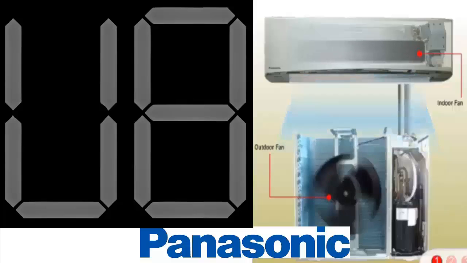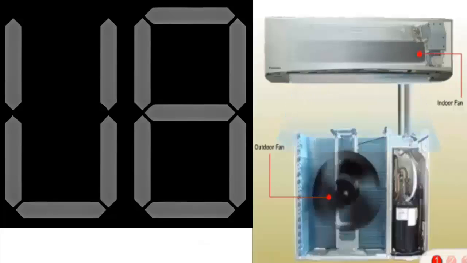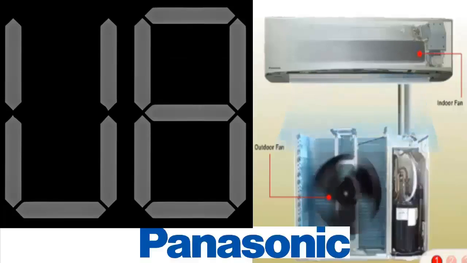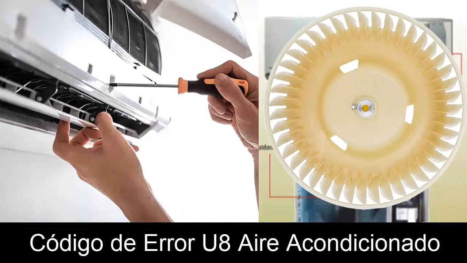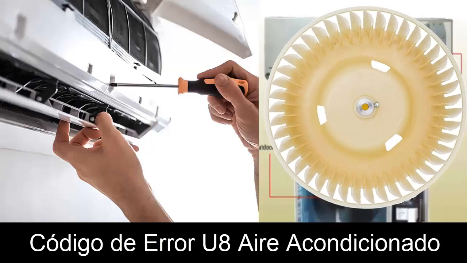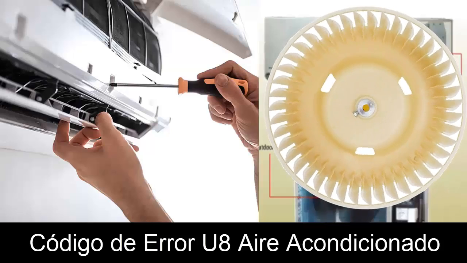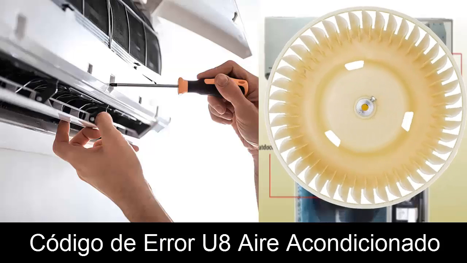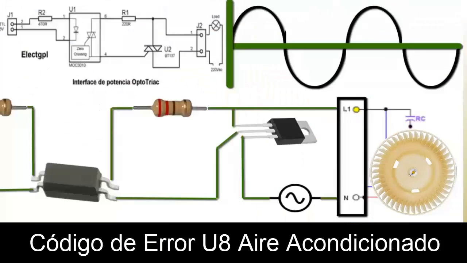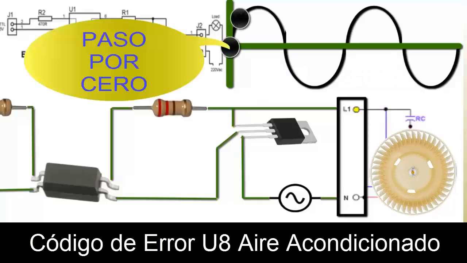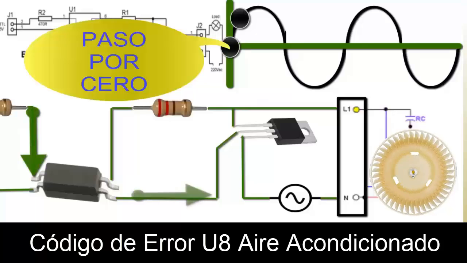Let's start by saying that the most common meaning for the U8 error code is related to issues with the activation of the fan motor located in the indoor unit or within the room. It is important to note that the fan in many systems has a fully electronic speed control system, using the signal from the fan motor shaft speed sensor and the zero crossing signal of the AC waveform that powers the current sensor as a reference.